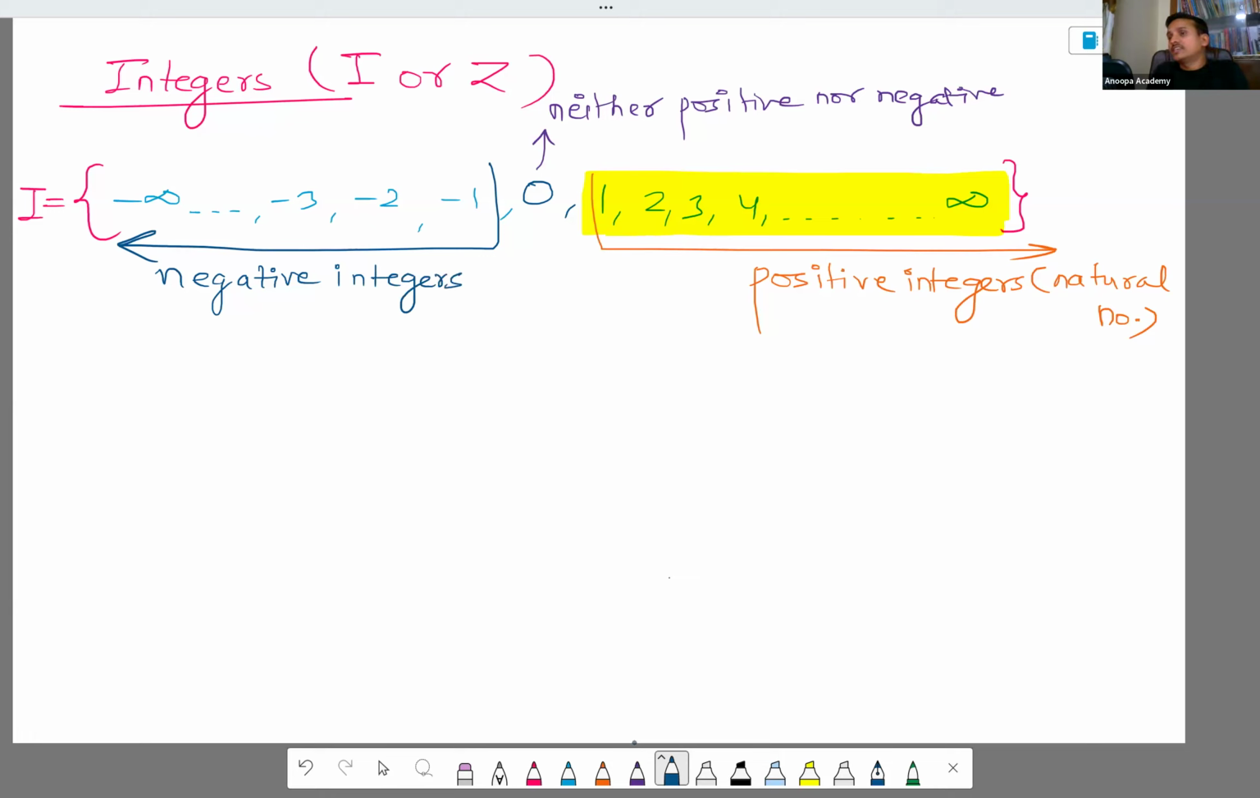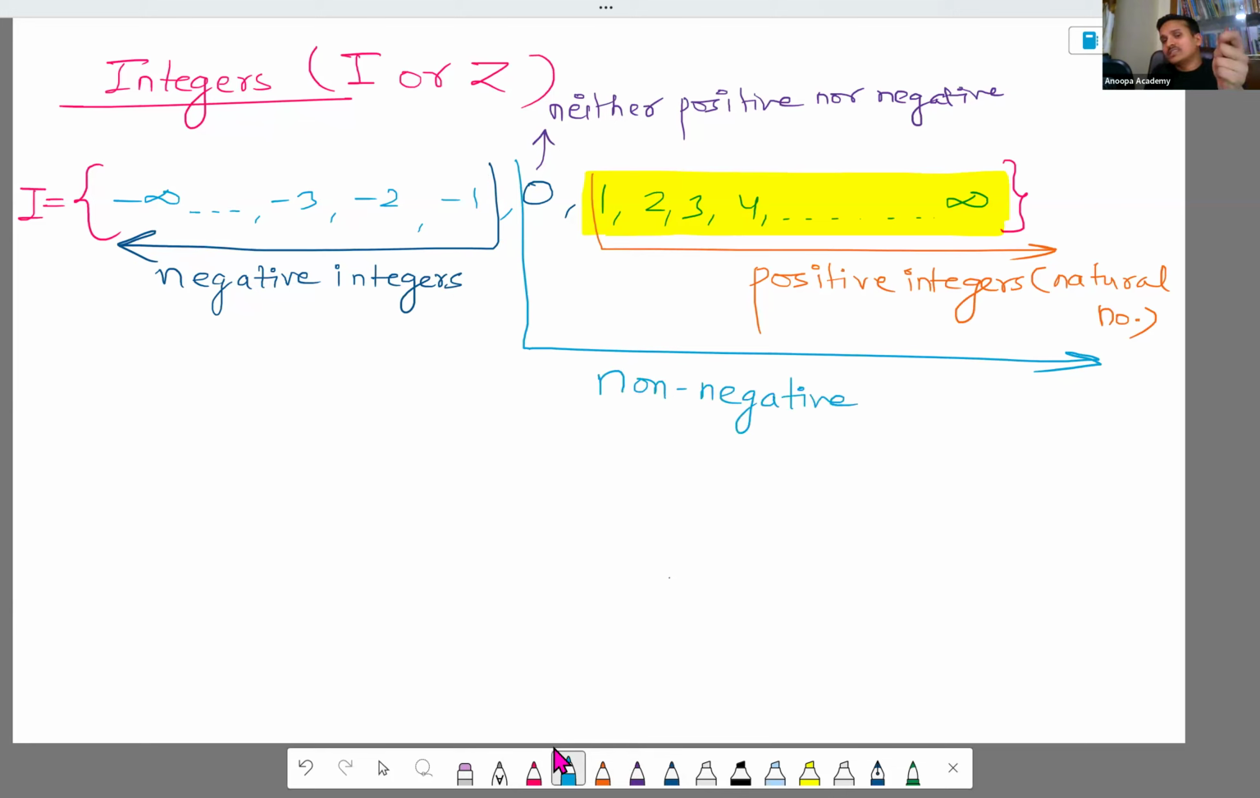Okay, negative integers. Now, if these are negative integers, from here to here, although 0 is neither positive nor negative, starting from 0 and going this side, I can call them non-negative. They use all this in questions. That is why I'm using it. So if this is negative integers, I can say the numbers from 0 to the other side are non-negative integers.